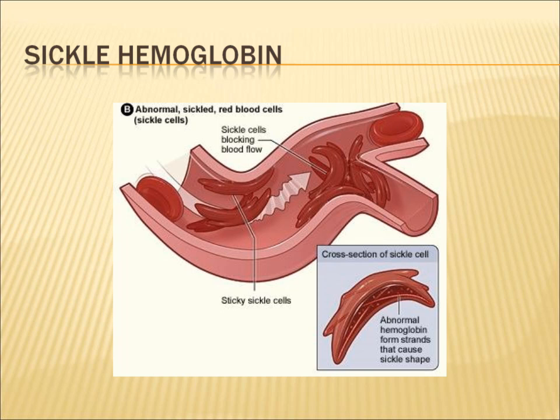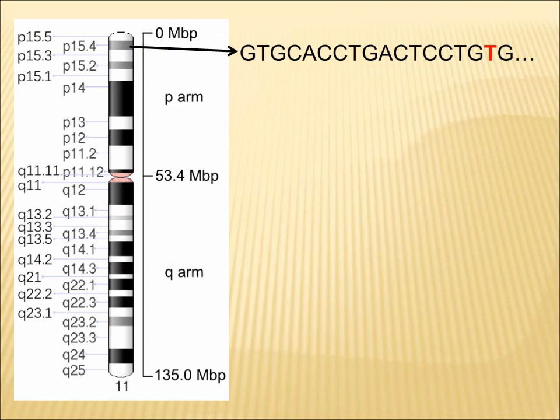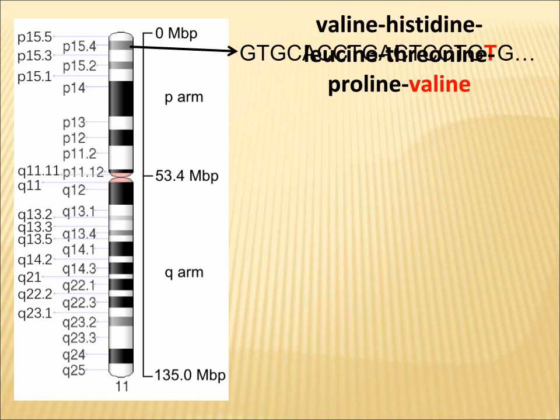A genetic disorder that results in sickle hemoglobin causes the hemoglobin molecules to clump together, distorting the red blood cell into a sickle shape. These red blood cells become trapped in narrow capillaries, resulting in organ failure and eventually death. So what happened to the gene to result in hemoglobin that doesn't function like it should? The answer? One change, just one nucleotide.